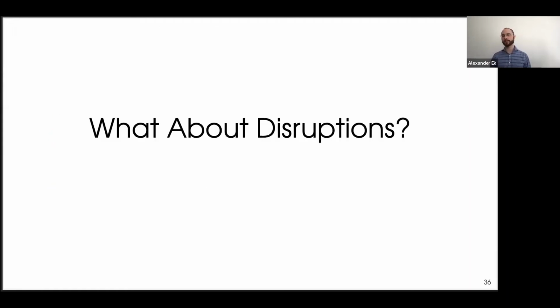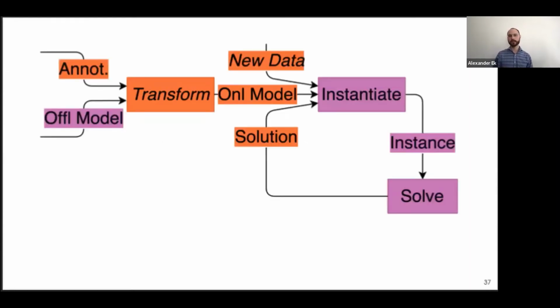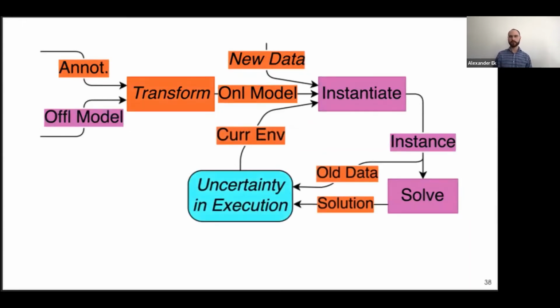But what about disruptions? It seems like that's a missing puzzle piece. This is how our current framework looks. Where are the disruptions? They're not here. Well, I added them. So it's this simple, actually.